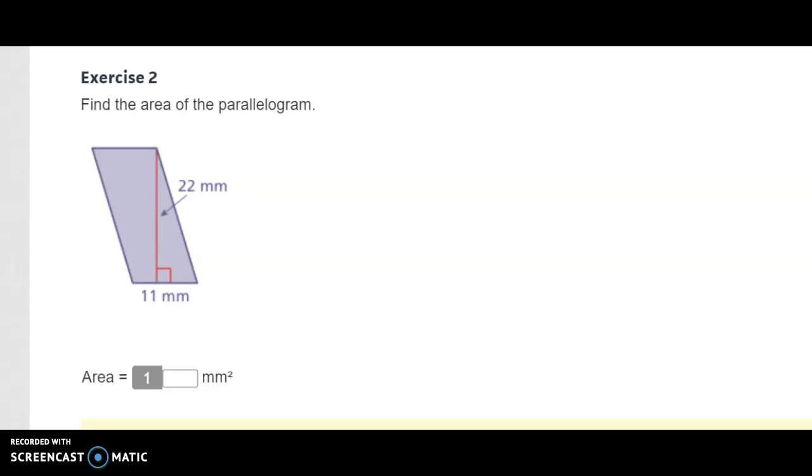Exercise 2 is the exact same way. We're just going to multiply 22 times 11 and we will have our answer.